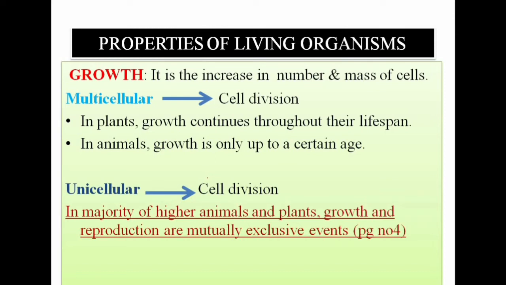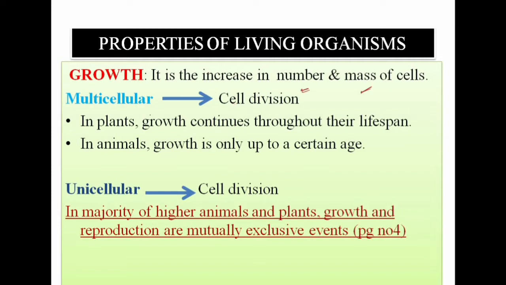First, let's begin with growth. It is the increase in the number and mass of the cells. As you all know, whenever an organism is growing, there is an increase in the number and the mass of the cells. Now, how is it done? With the help of cell division. Any organism, whether unicellular or multicellular, divides with the help of cell division, and this helps in the growth of its number.